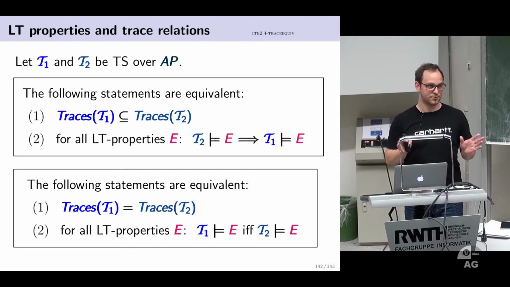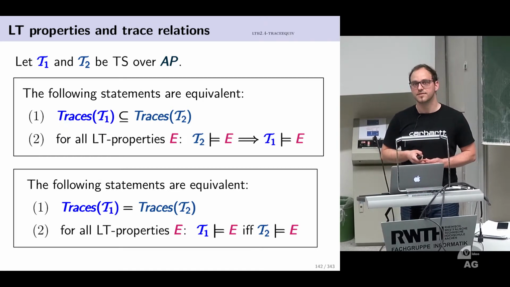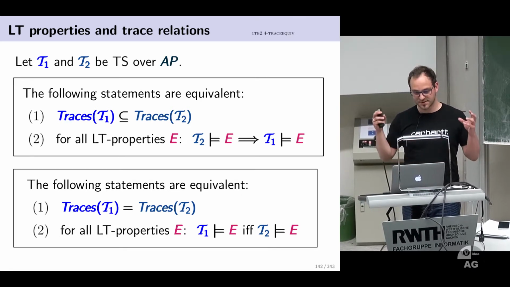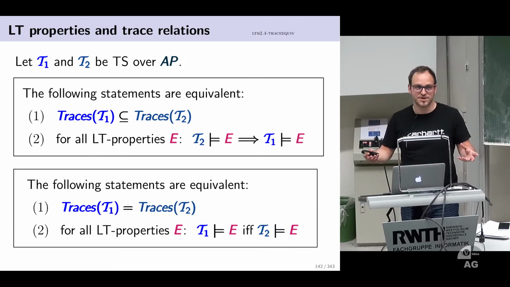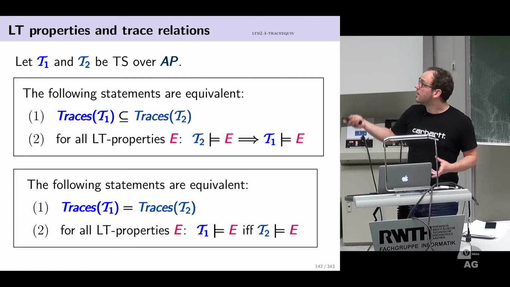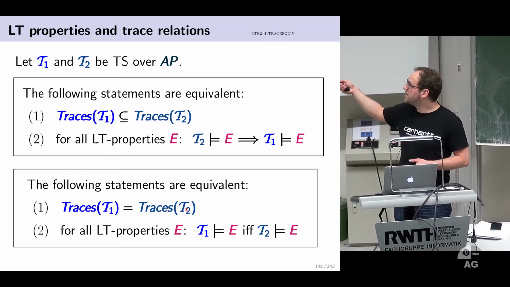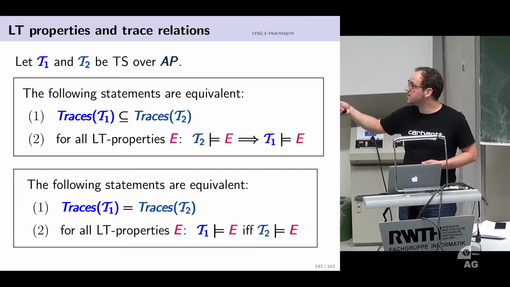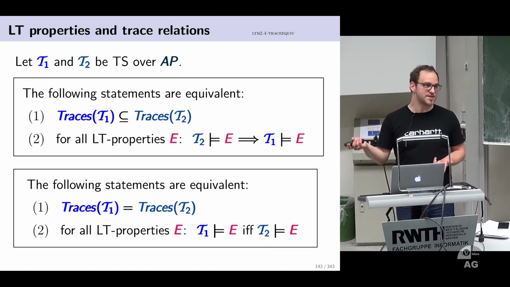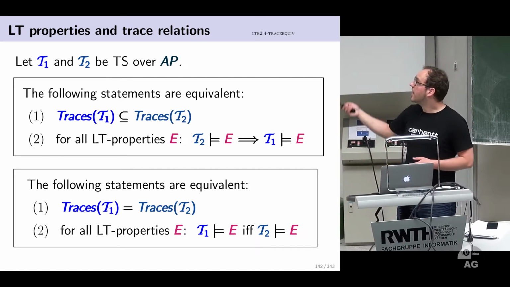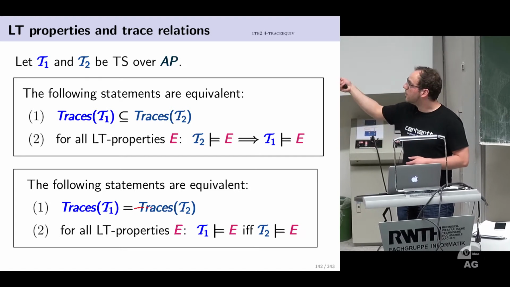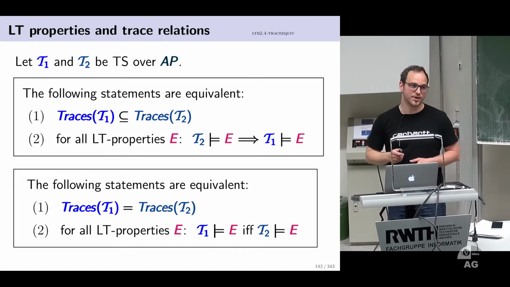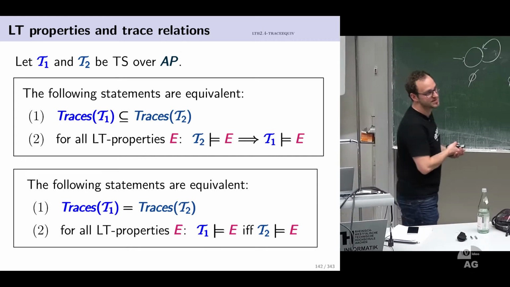Is this roughly clear? If you have transition systems with the same traces, they satisfy the same linear time properties, because clearly, if the traces, for example, of T2 are fully included in a linear time property, then so are the traces of T1 and vice versa. And if there is a trace in T2 that violates some property E, well, then the trace is also included in T1 and it also violates the property.